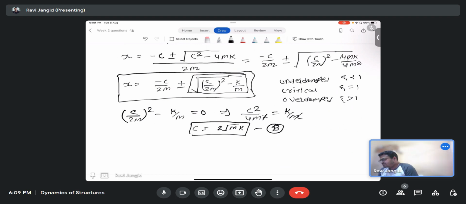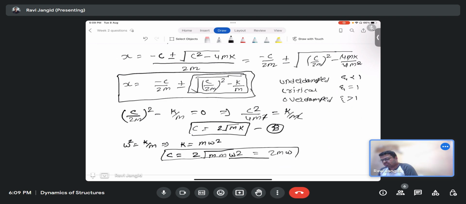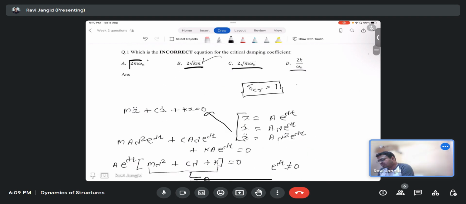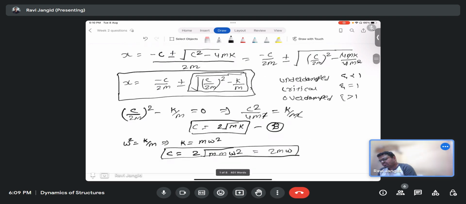For another form, let us put omega. Omega square is k by m, so my k will become m omega square. So if I put this in c is equal to 2 square root of m times m omega square, that will become 2m omega. So that is one more case. So 2m omega is there. Yes, that is also an option, option A. That is also correct.